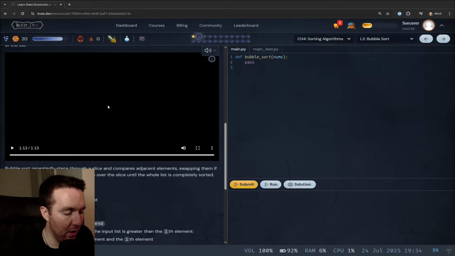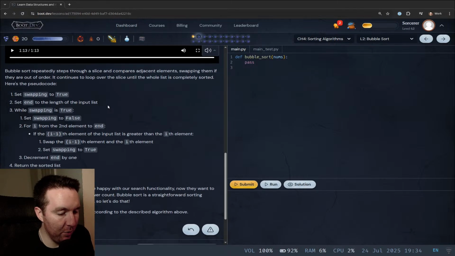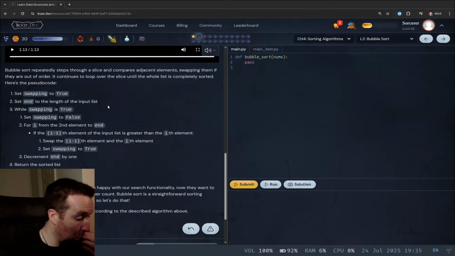Good video. Bubble sort repeatedly steps through a slice and compares adjacent elements, swapping them if they are out of order. It continues to loop over the slice until the whole list is completely sorted. Here's the pseudocode.